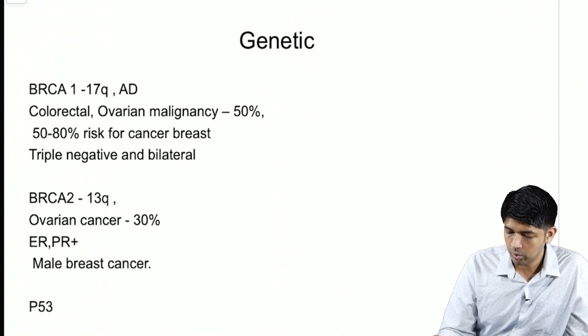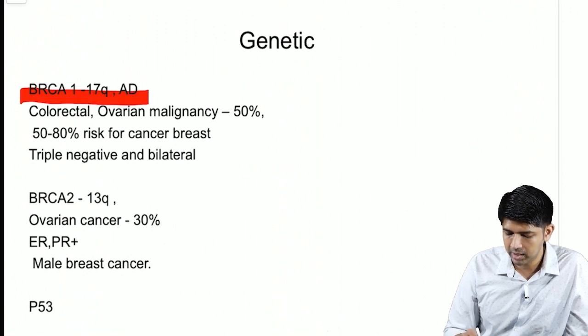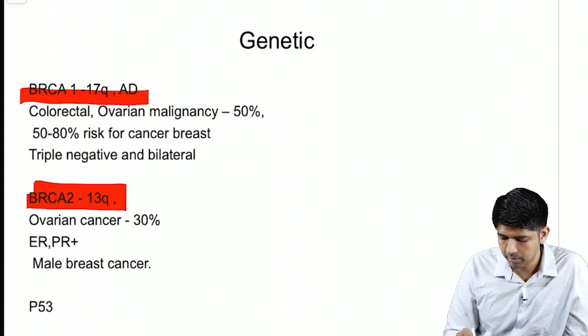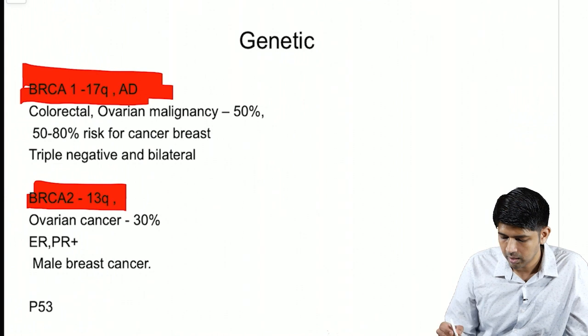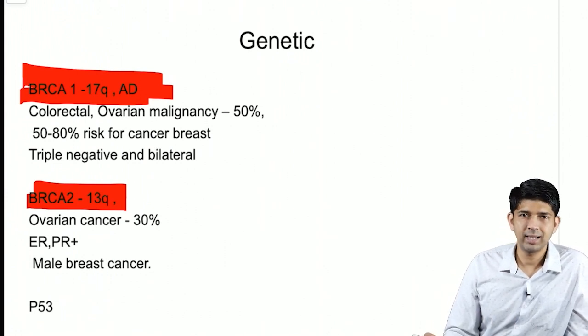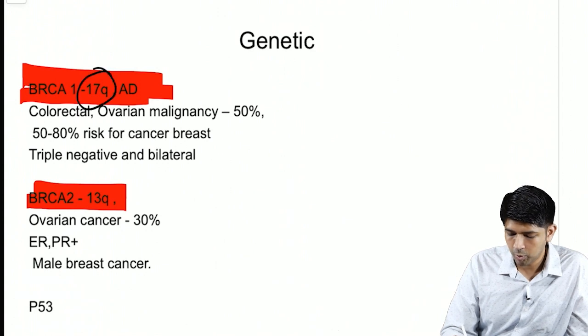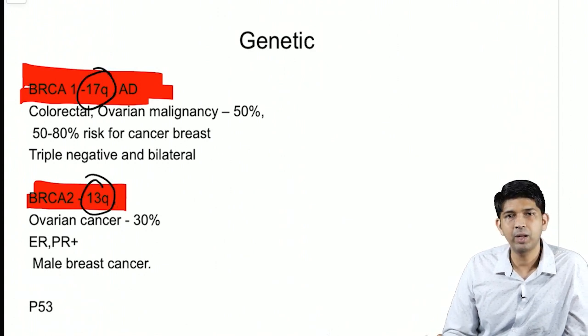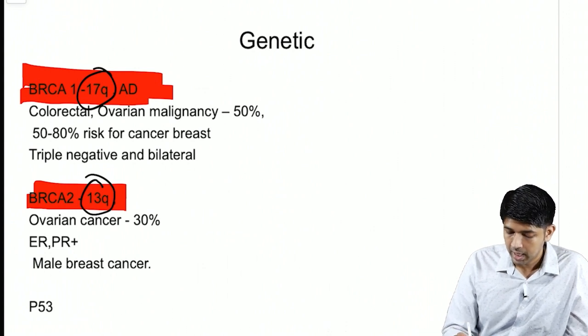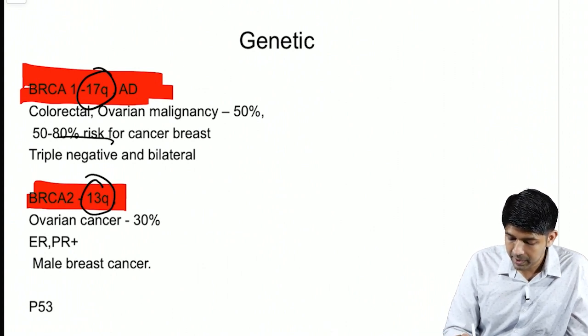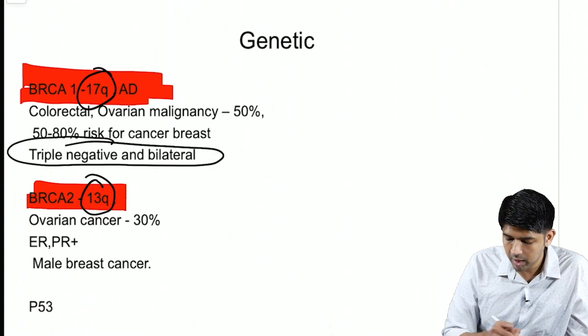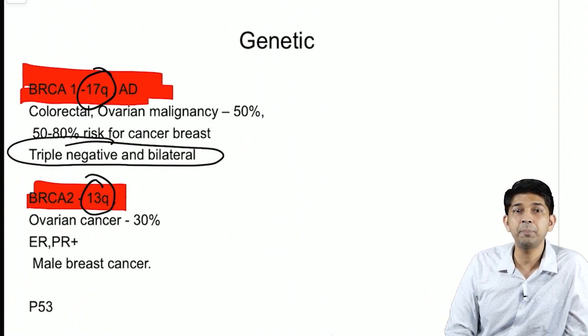Okay, so we know that the most common or the most important ones are the BRCA1 and the BRCA2 gene. Again, more or less theoretical. You just need to know which chromosome they are present on. BRCA1 is on the 17th and BRCA2 is on the 13th chromosome. And second thing is, BRCA1 tends to be more aggressive because these tumors are triple negative.